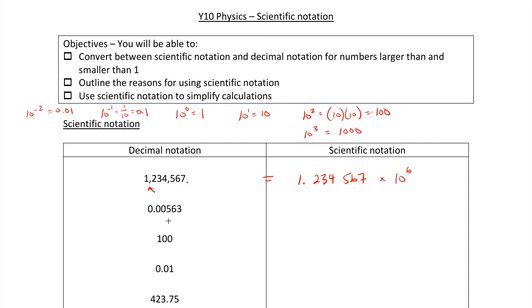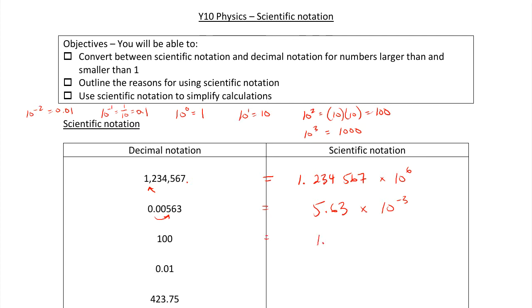Another example here with a number smaller than 1, I need to move the decimal from there to there. So I already know that it's going to be 10 to the power of some kind of 3. It's 5.63. Now this is a small number compared to this, so to make the two sides equal, it needs to be 10 to the negative 3, not 10 to the positive 3. That's how I remember these.